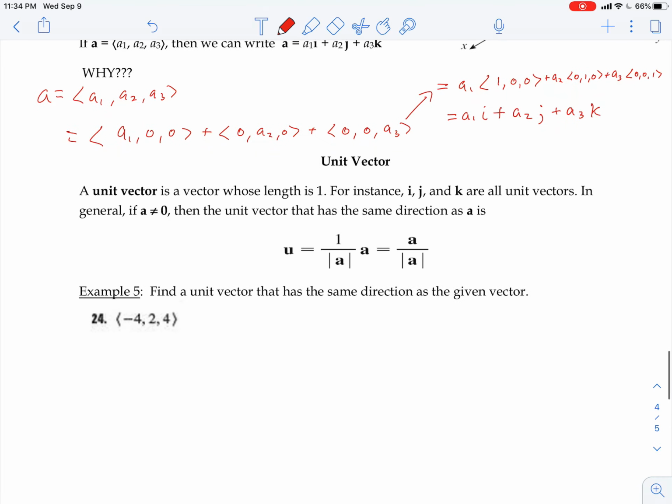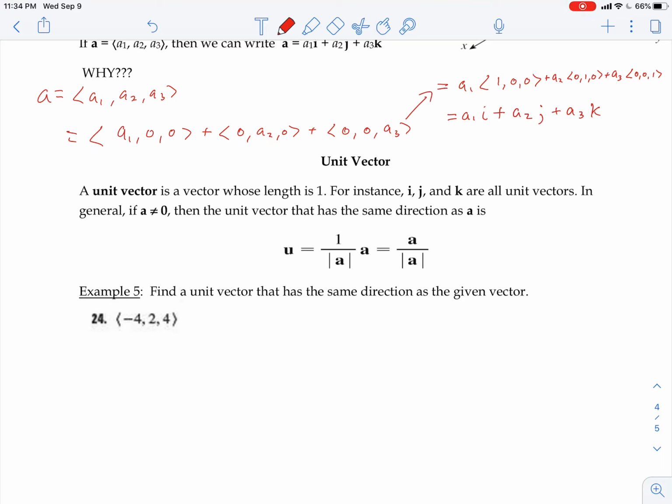So now, let's talk a little bit about the unit vector. So a unit vector is a vector whose length is 1. Hence the term unit. Alright, we're moving 1 unit. So for instance, I, j, and k are all unit vectors because they have a length of 1. In general, if our vector does not equal 0, then the unit vector that has the same direction as A can always be found. And so we'll say the unit vector, and we'll denote a boldface U to denote that this is the unit vector.